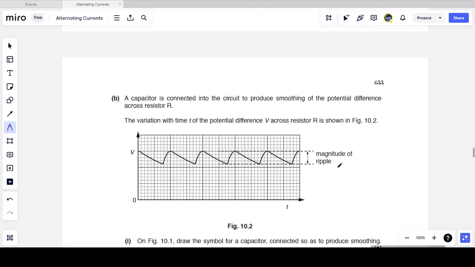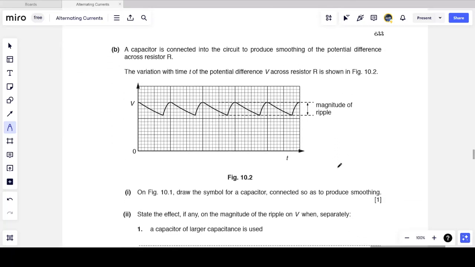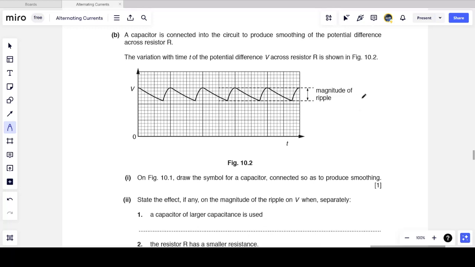Now, we aren't done with this question just yet. We are told that a capacitor is connected into the circuit to produce smoothing of the potential difference across the resistor R, and the variation with time t of the potential difference V across the resistor is shown in figure 10.2. And we're also given the magnitude of the ripple in this diagram.